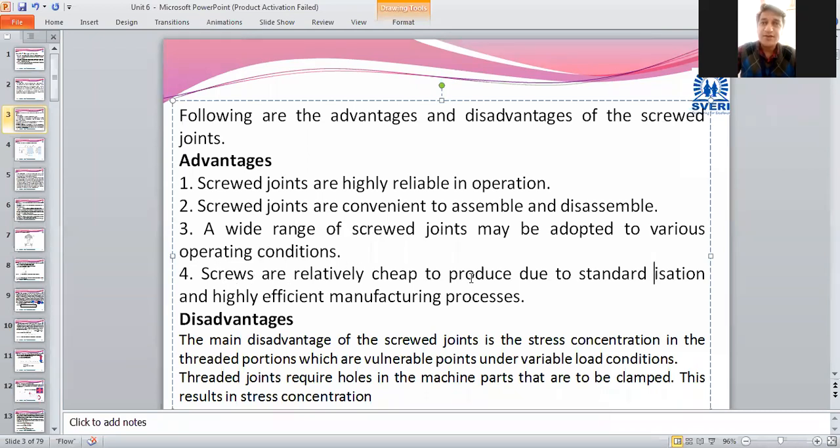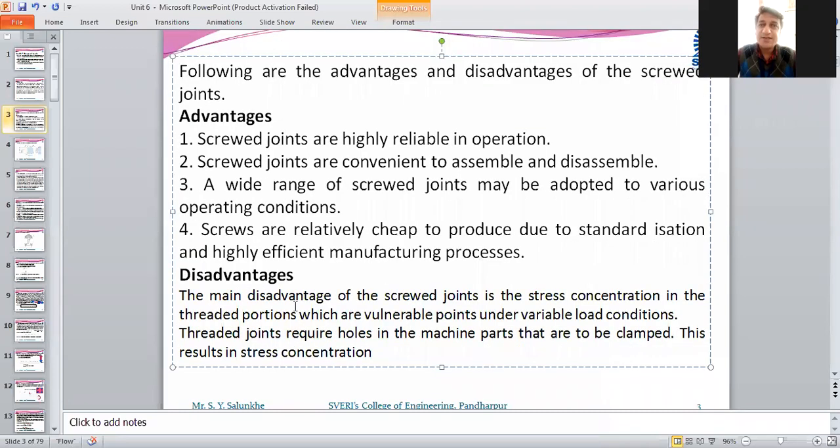And screw joints are relatively cheaper to produce due to standardization and highly efficient manufacturing processes. These nuts and bolts are manufactured in bunches, and that's why you can manufacture them in bundles, or you can manufacture them in groups. That's why manufacturing cost will get reduced, and hence they are cheaper. You can add 2 or 3 more advantages in that case.